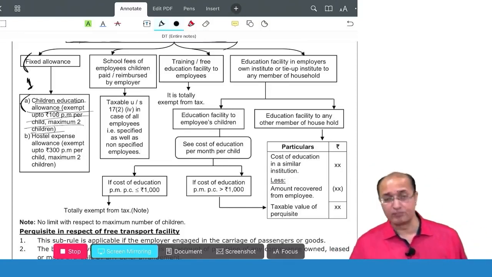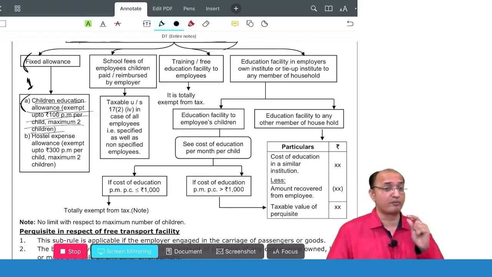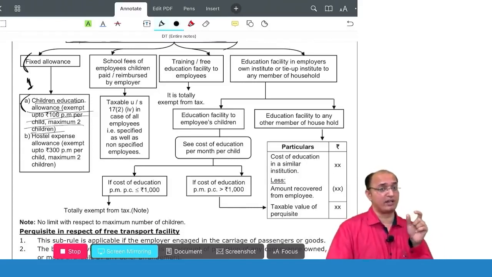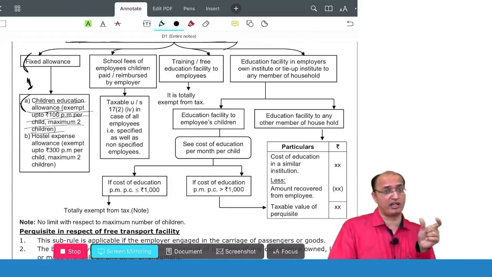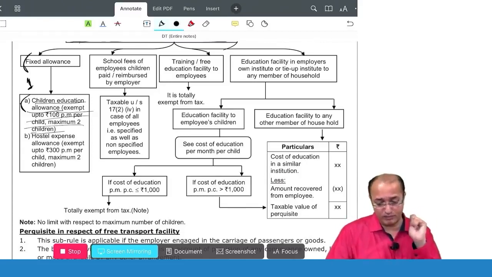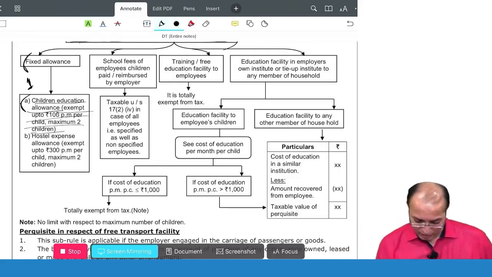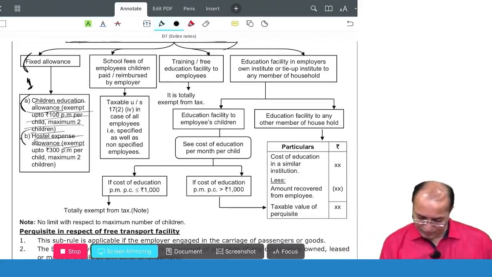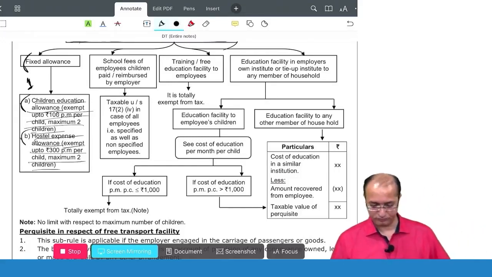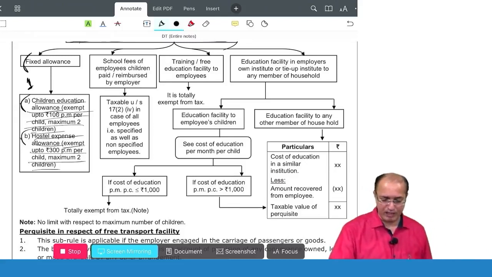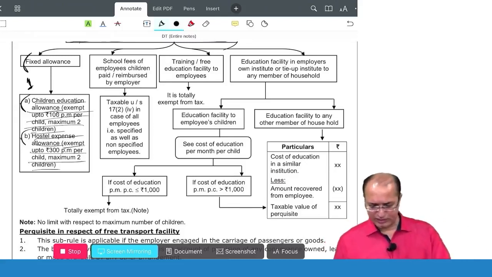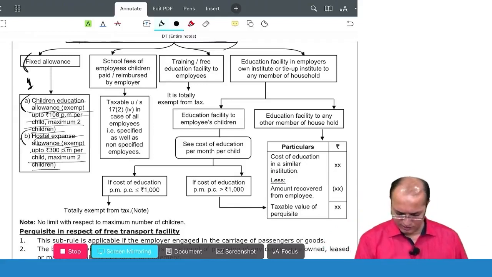And here you should remember that important point, whether the examiner is using the word per month per child or is just using the word per month. In both cases, the answer will be different. Then we have point number 2, hostel expenditure allowance. Exempt up to 300 rupees per month per child, maximum 2 children. So this is part 1, fixed allowance. This we have already discussed.